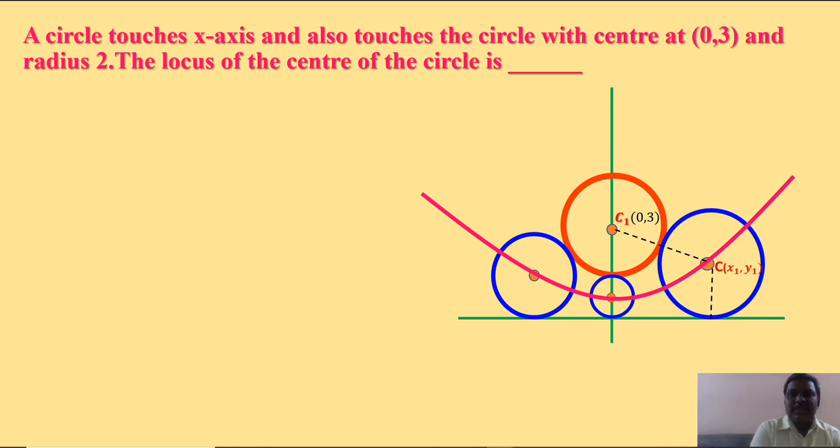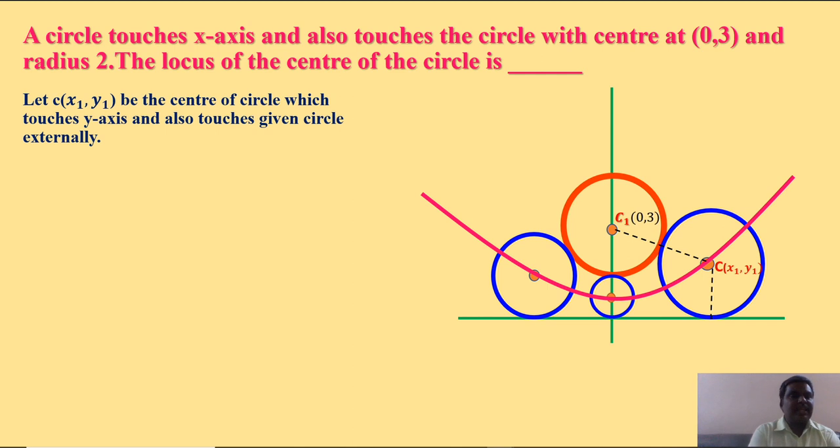Let (x1, y1) be the center of one of the circles. That is one of the points on my locus. See, (x1, y1) is what? The center of the circle. See here. Let (x1, y1) be the center of the circle which touches the x-axis and also touches the given circle externally, as shown in the figure. Third circle. I am taking one of the special circles as the third circle.